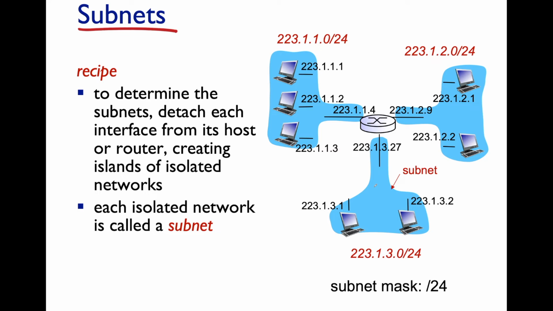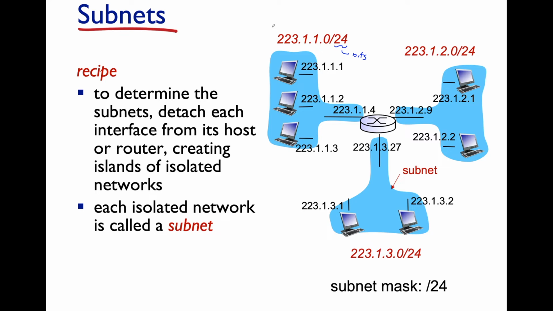Okay, so one of the recipes for how you define and describe subnets is to detach each interface from its host or router, and when you do so, you create these islands of connectivity. And each island of connectivity, things that can reach one another directly without going through a router, is called a subnet. So in this diagram, we have 1, 2, 3 subnets, left, right, and bottom. And when you depict a subnet, you have the address of that subnet, but you have this other thing following, /24. Now what that number represents is the number of uppermost bits that are used to define the subnet.